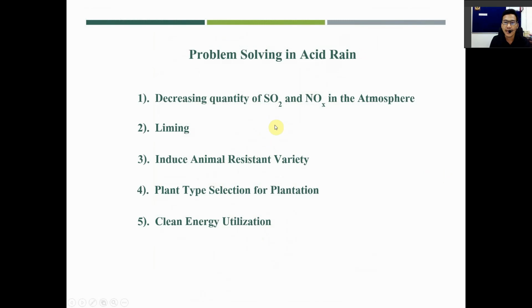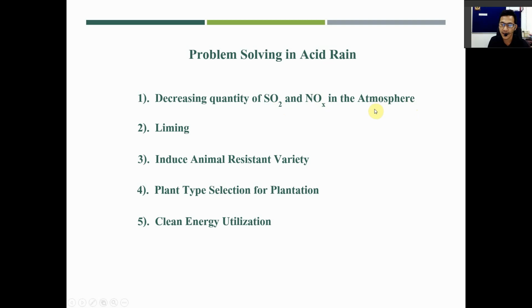Problem solving in the acid rain: we have to decrease the quantity of sulfur dioxide and nitrous oxide in the atmosphere. This comes mainly from time to time from the factory plants, and also from the traffic in crowded cities. This can create the acid precursor like this.